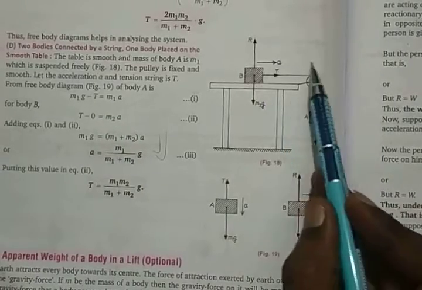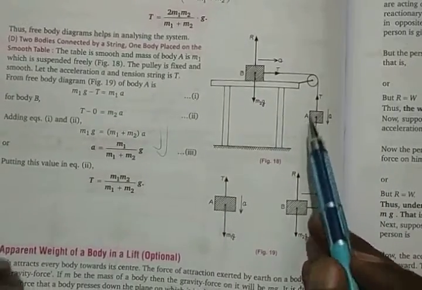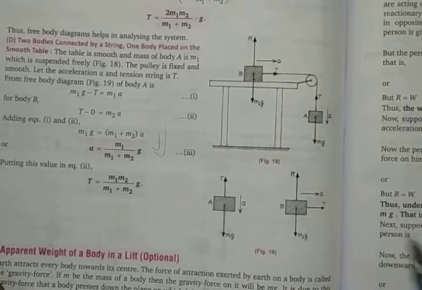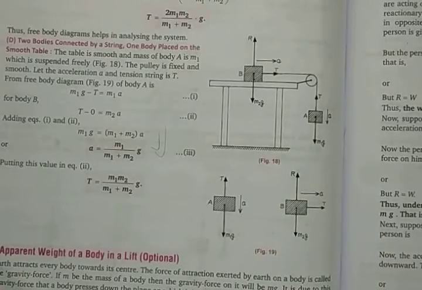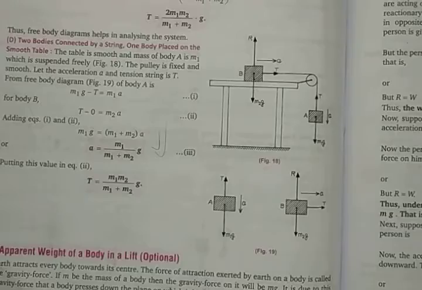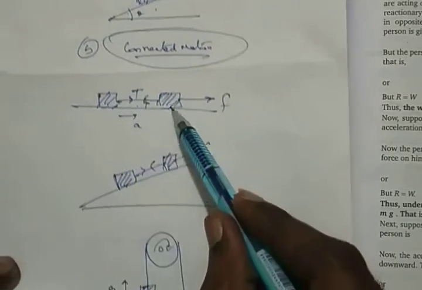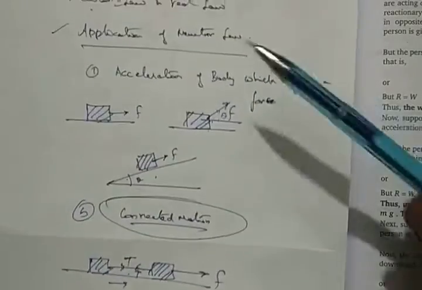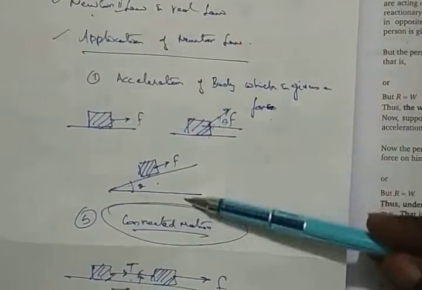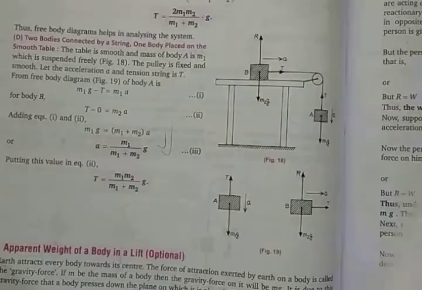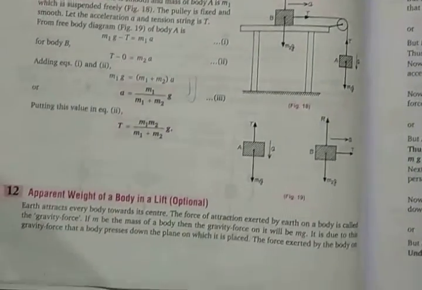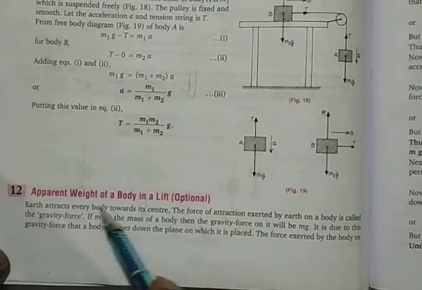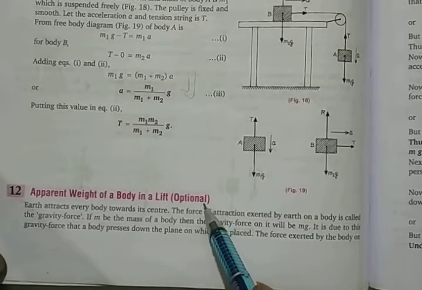That is the pulley here, and a horizontal table, with something pulling down. This also could come. So remember, connected motion derivations are important for the theory part. The acceleration of the body, these derivations you need not learn completely. It's okay. Apparent weight of a body in a lift is optional, it's given here.